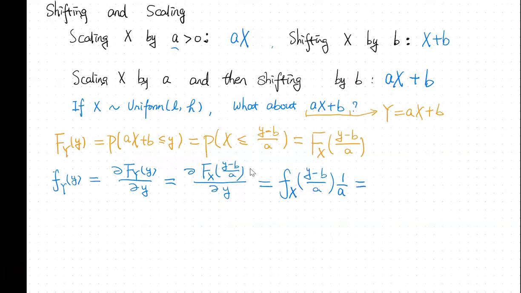And now remember what the probability density function of x is. The probability density function of x is a constant which is 1 over h minus L. And now we multiply that by 1 over a if y minus b over a is in the L to h interval, and 0 otherwise.